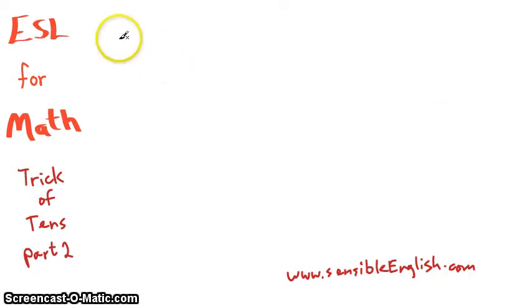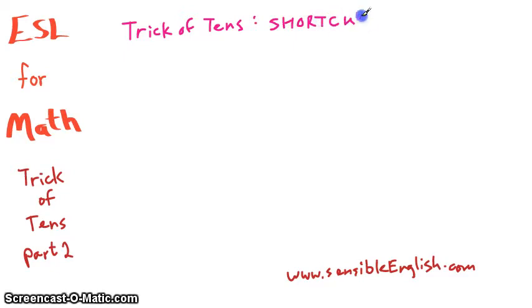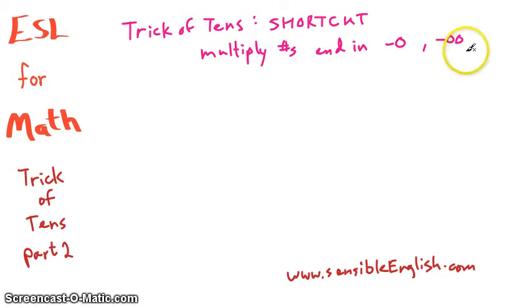So in part 1 we talked about the trick of tens, which I said was basically a shortcut. A shortcut meaning something that makes our lives easier. And it is specifically a shortcut that helps you multiply numbers that end in zeros. Okay, could be 1 zero or 2 zeros or any number of zeros. And I said that I would show you how you can use this shortcut to help you with estimating.